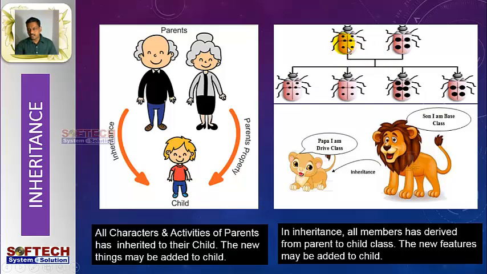In this example, there are two parent classes. The dots represent the properties. In this first class, the small dots total 6. The second class has big dots, 4 dots. So these two are parent classes. These 4 are child classes.